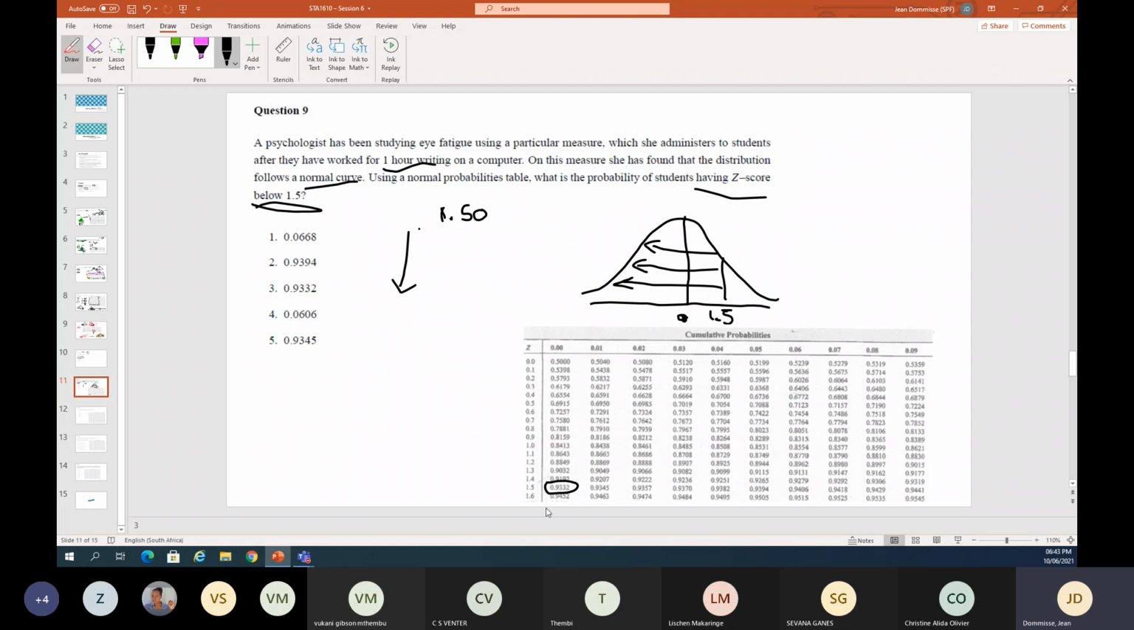Now I would go straight to the Z table. I'm looking for the bigger portion, 0.9332. Okay, so again, when I looked at that, I knew it would be bigger than 0.5. So I could have said, not going to be that answer, not going to be that answer. So at least it was out of 3.